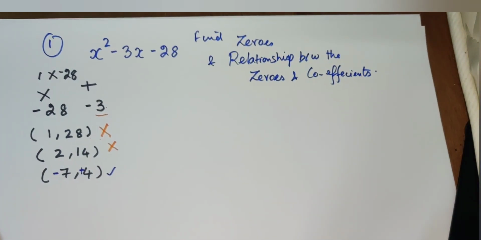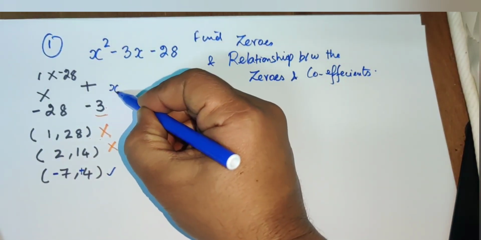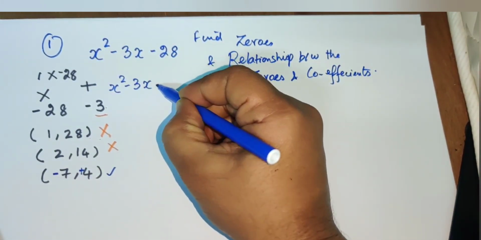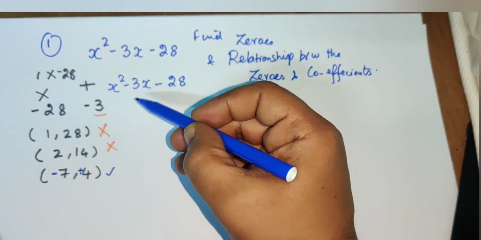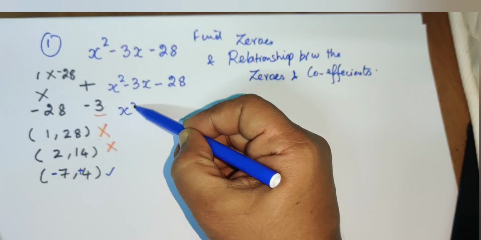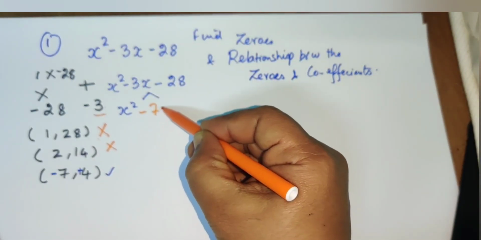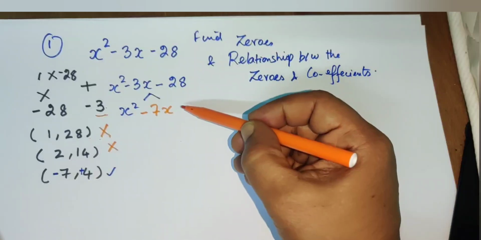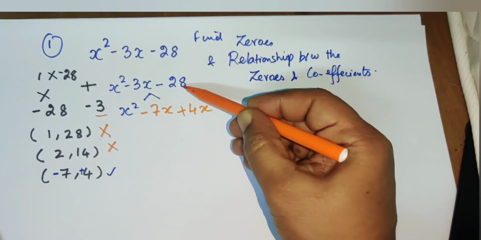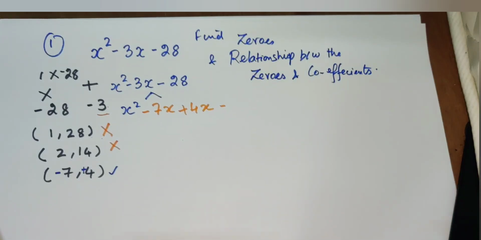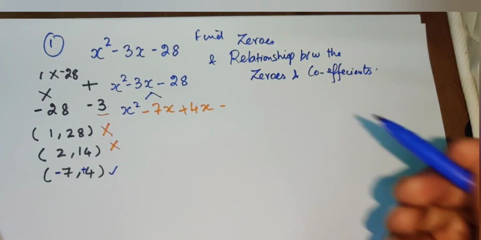After finding the zeros, then we can go for the verification of the relationship between the zeros and the coefficients. Okay, now as we can find the zeros, we can write now x square minus 3x minus 28. This minus 3x, we split it as minus 7x and then plus 4x. Plus 4x and again this minus 28.